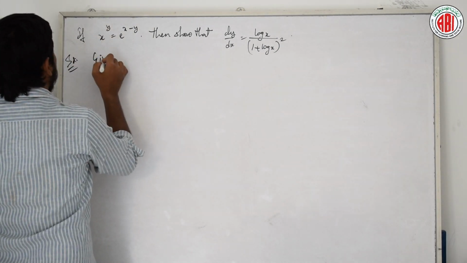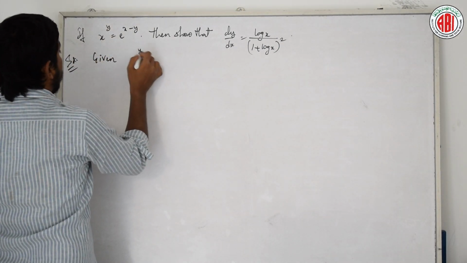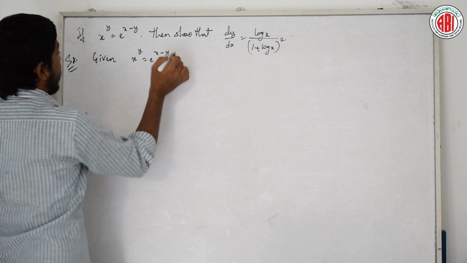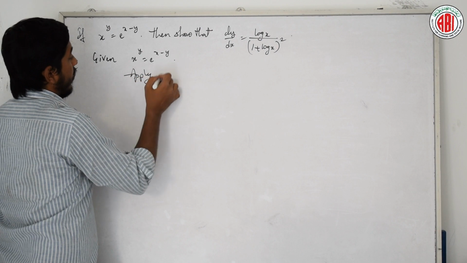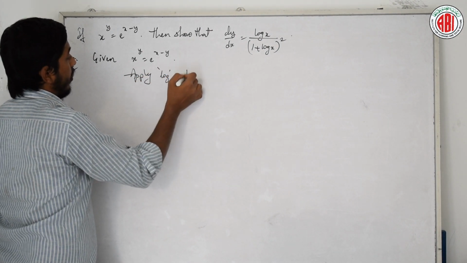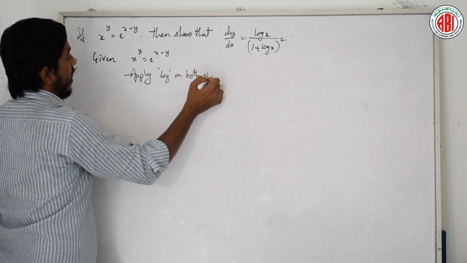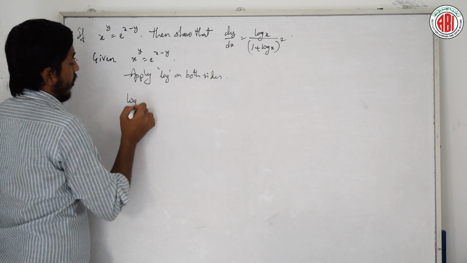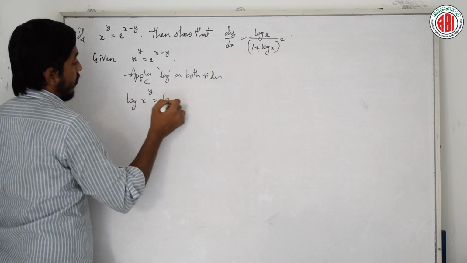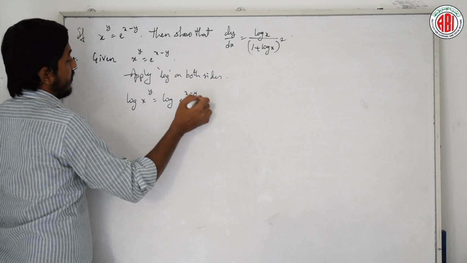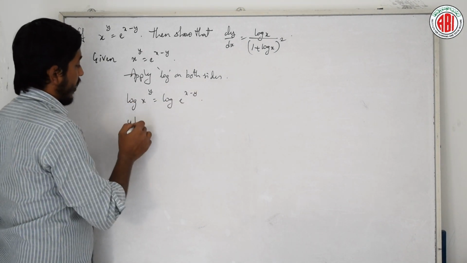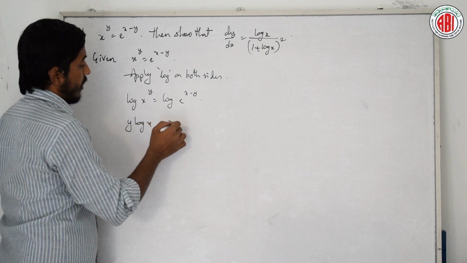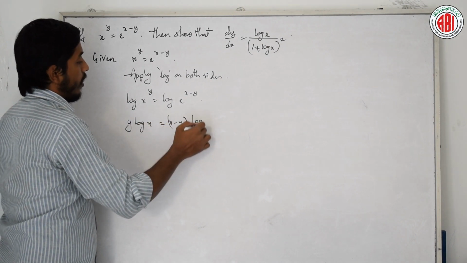That is, given x power y is equal to e power x minus y, isn't it? Apply log on both sides. What will it become? Log x power y is equal to log e power x minus y. Then this y will come in front. y log x is equal to (x minus y) log e.